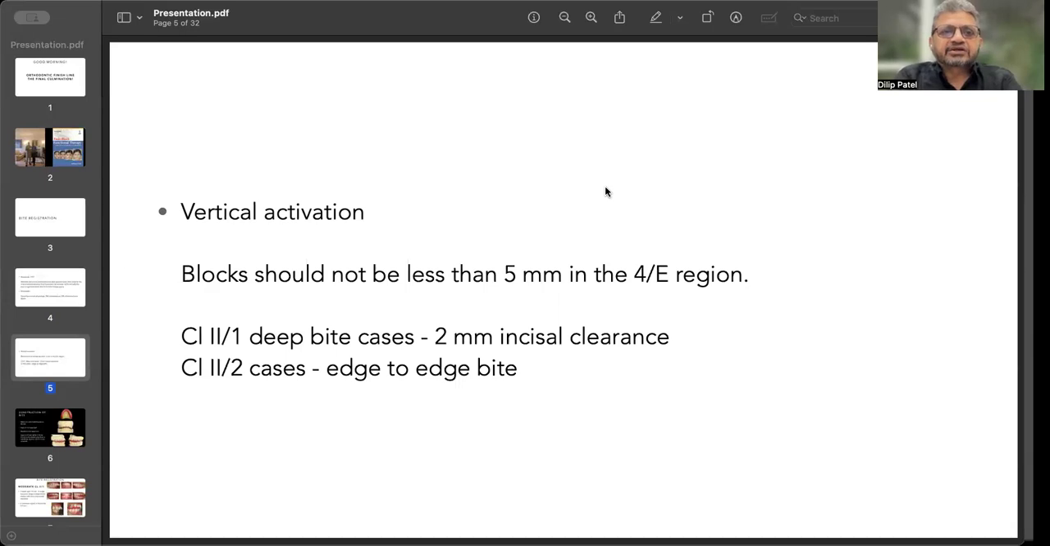In case of class 2 division 1 deep bite cases, in moderate deep bite cases, 2 millimeters of incisor clearance should be maintained. Whereas in case of the severe deep bite cases, it may not be possible to maintain the 2 millimeters of incisor clearance. In such a case, either edge to edge or underbite should be registered.